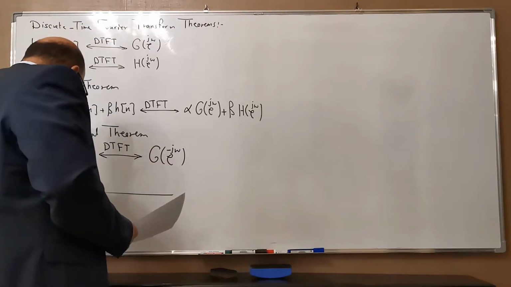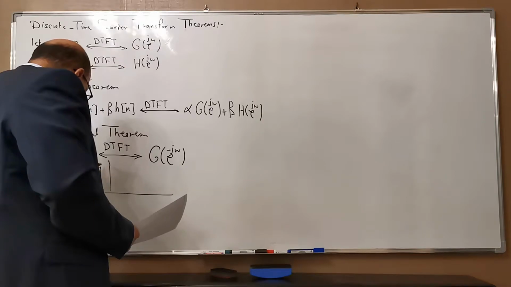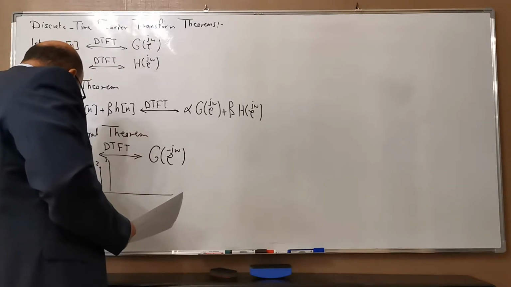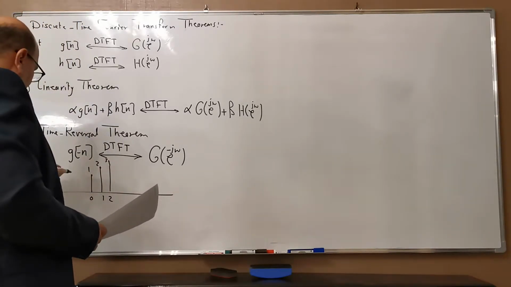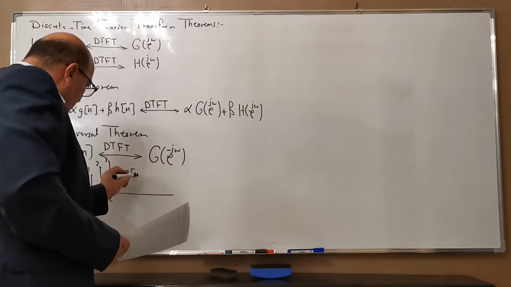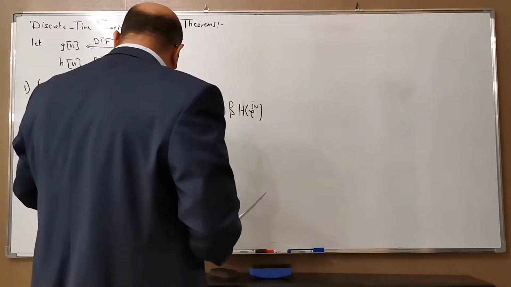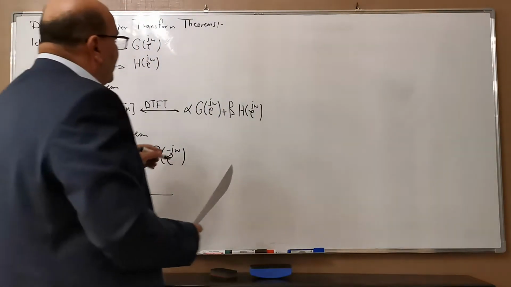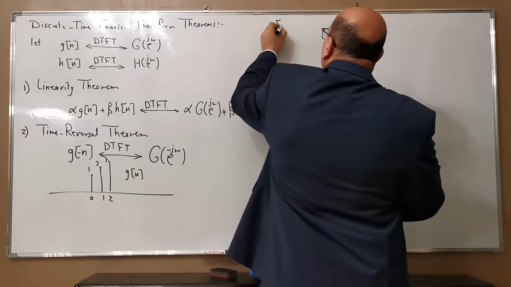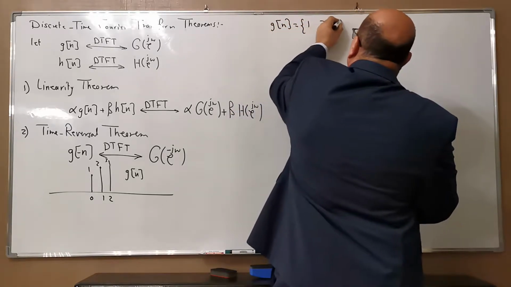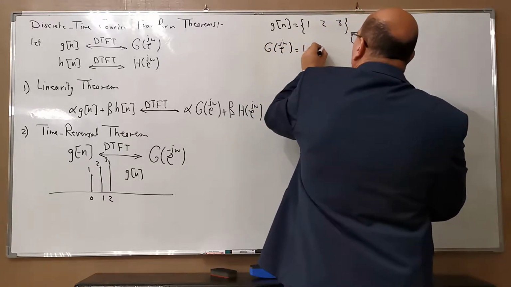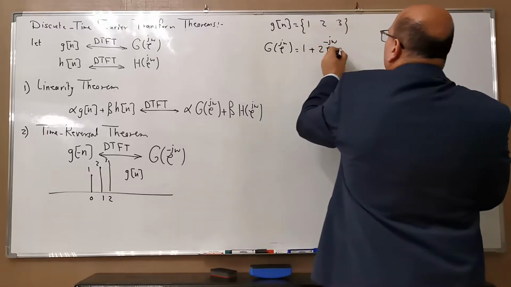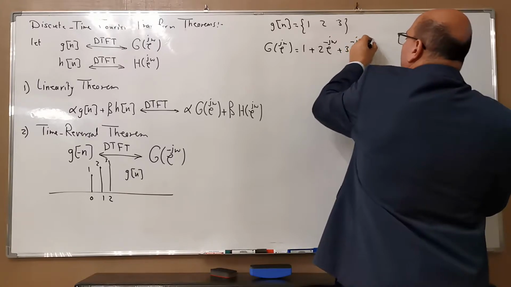If you have, let's say, a signal like this. So this is 1, 2, and 3, and it starts from 0, 1, and 2. If this is my g of n, then my g of n is equal to 1, 2, and 3. My G of e^{jω} equals 1 plus 2e^{-jω} plus 3e^{-j2ω}.